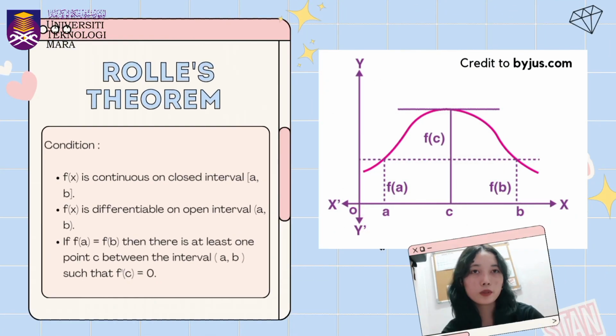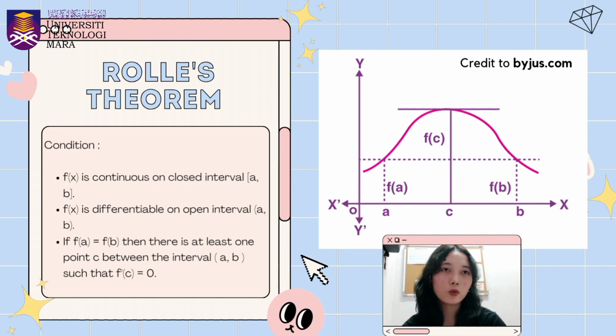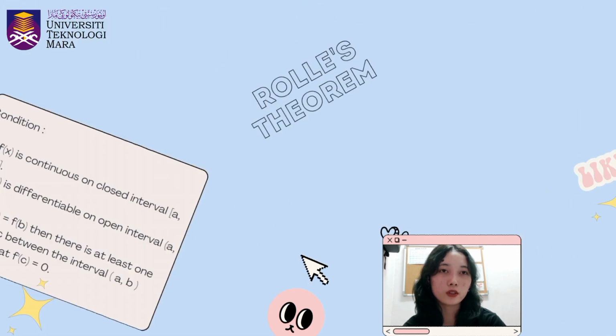How exactly are we supposed to use these theorems? Well, there are a few conditions we need to consider before applying these theorems to a question. First of all, Rolle's theorem states that if the function f(x) is continuous on closed interval [a, b], and if f(x) is differentiable on open interval (a, b), such that f(a) equals f(b), then there is at least one point c within the open interval (a, b) such that f'(c) equals 0.